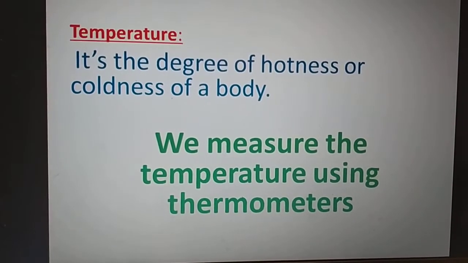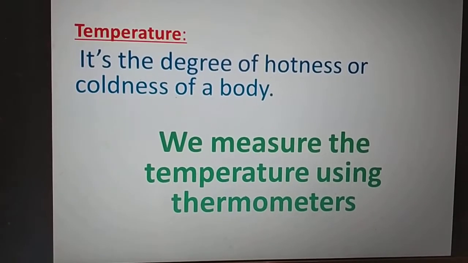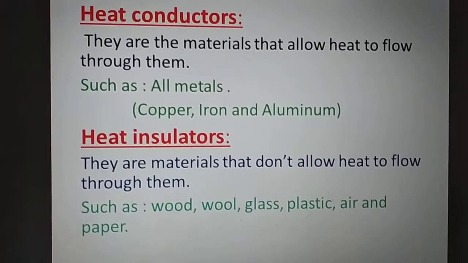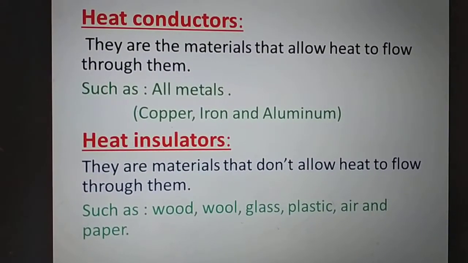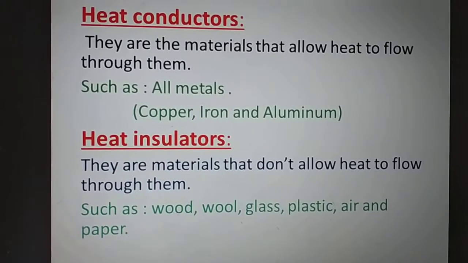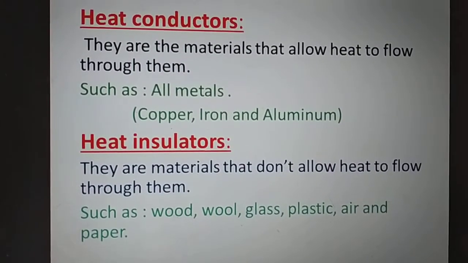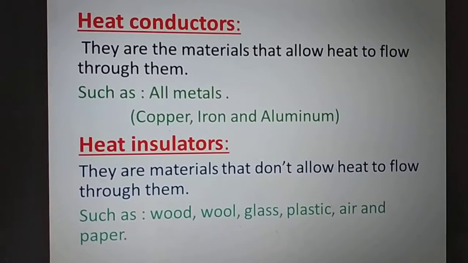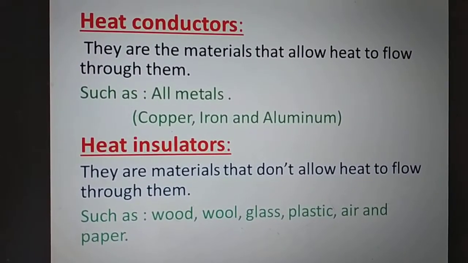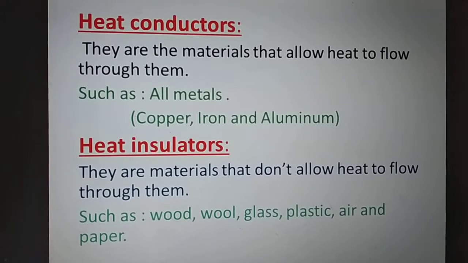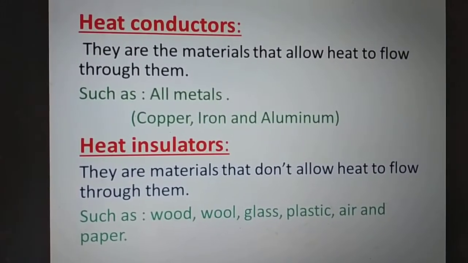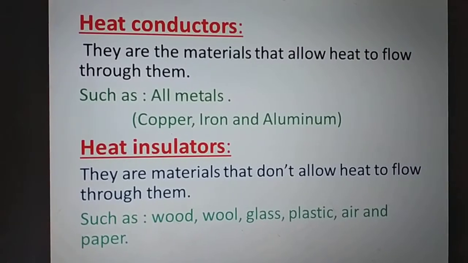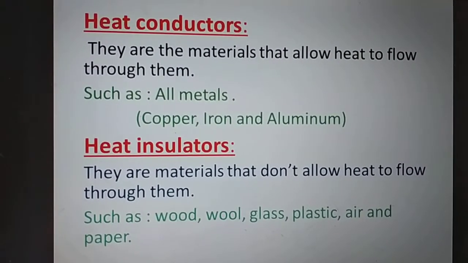Okay, you must know that materials are classified into two types according to their heat conductivity. Number one, heat conductors or good conductors of heat. And number two, heat insulators or bad conductors of heat. So the first type is called heat conductors and the second type is called heat insulators.